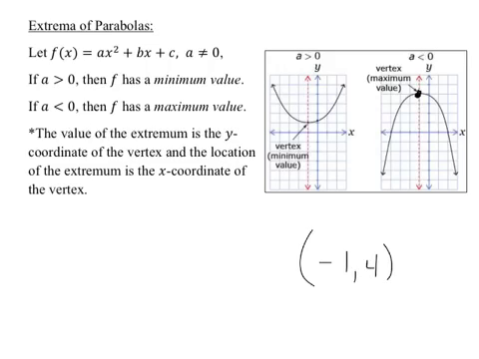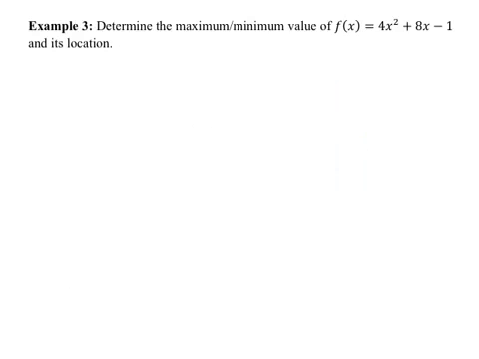So the value of the max is 4. That's what the value is. The location of the extremum, or the maximum in this case, is the x-coordinate. The location is negative 1. So example 3 is quite simple.